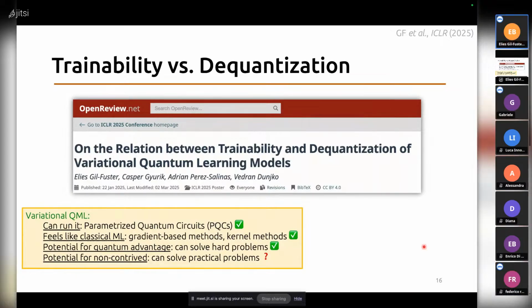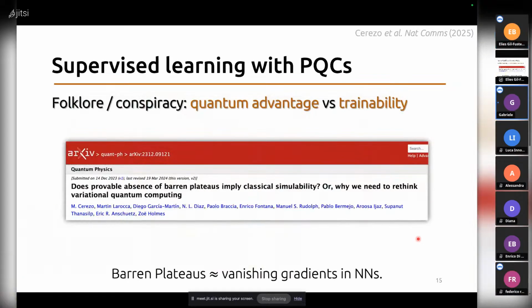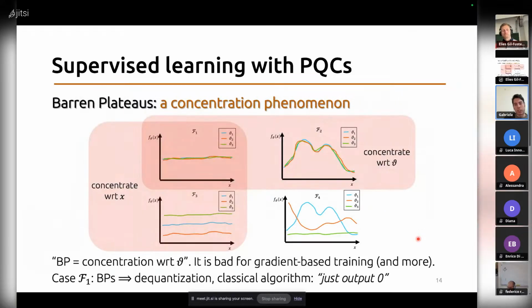Sorry, a small question on the previous slide. For F1, where you have concentration in both X and theta, you have the dequantization, so a classical algorithm. But what about, for instance, F2 and F3? Can you say something on these two cases? Yeah, then it's not so clear. It's clear that that's a bad machine learning model, this we agree. It's not so clear that you could dequantize it in the same straightforward way, because even though these functions are constant, it could be that the precise value they take depends nontrivially on the thetas, in which case it's a constant function, but you don't know which constant function it is, so you would not be able to predict these values classically.